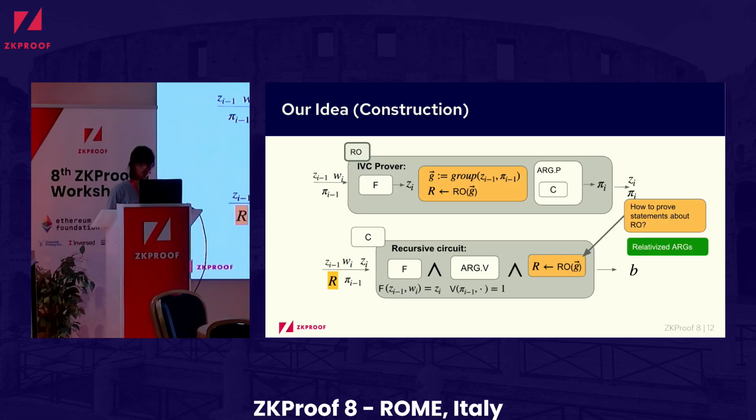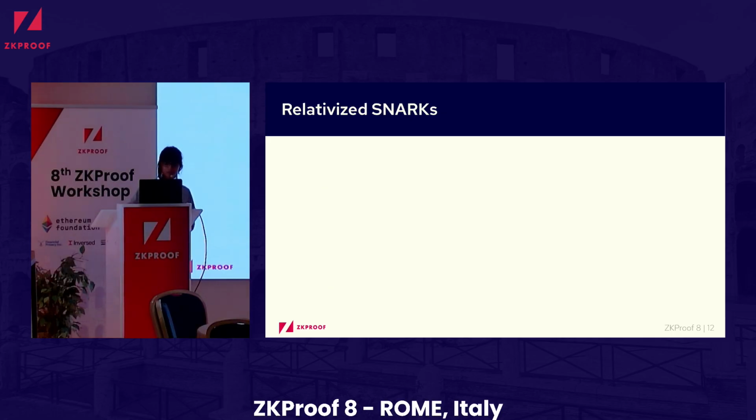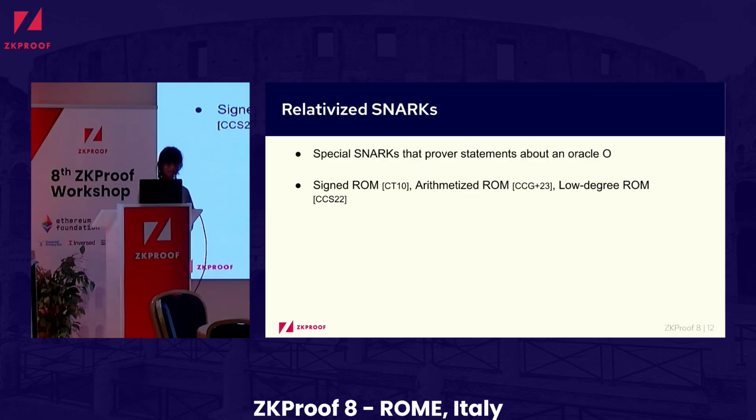Here we use something called relativized arguments or SNARKs. These are special types of SNARKs that are able to prove statements about oracles. And we know that we can't have relativized SNARKs for random oracles. So what you need is a variant of the random oracle that is similar, but has more structure, so it allows you to prove these statements. Some examples in the literature are the signed ROM and the arithmetized ROM.